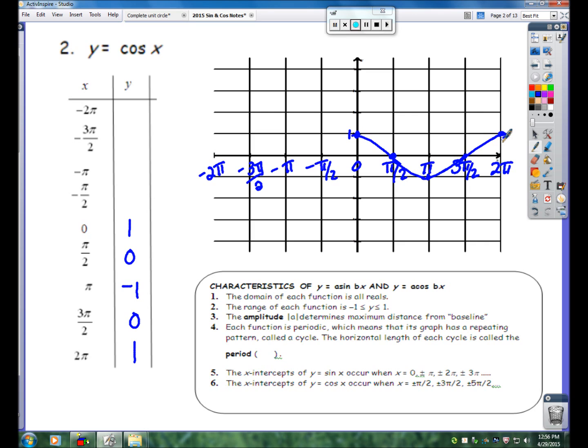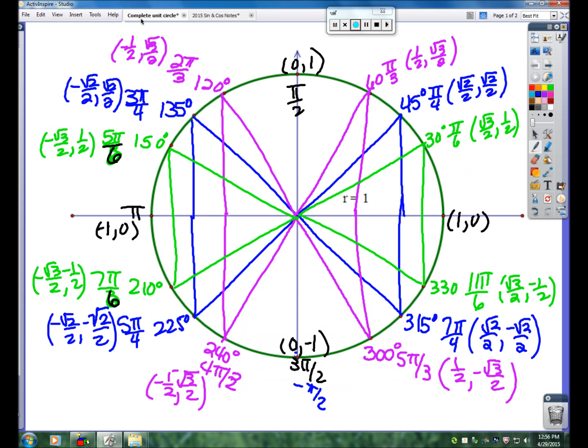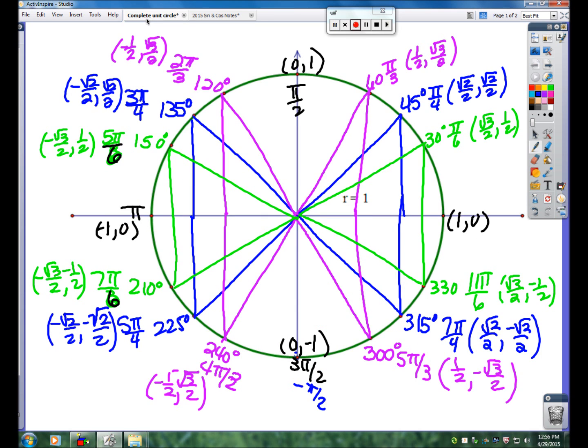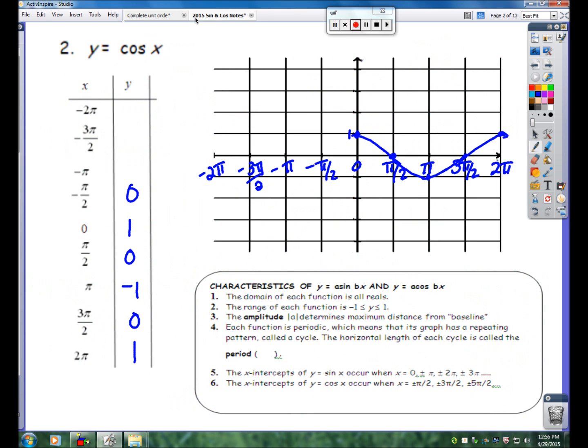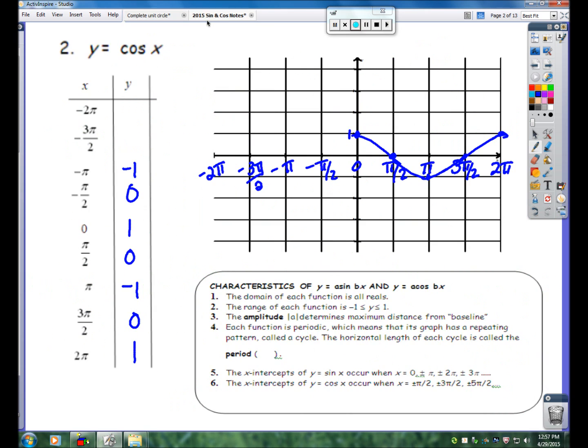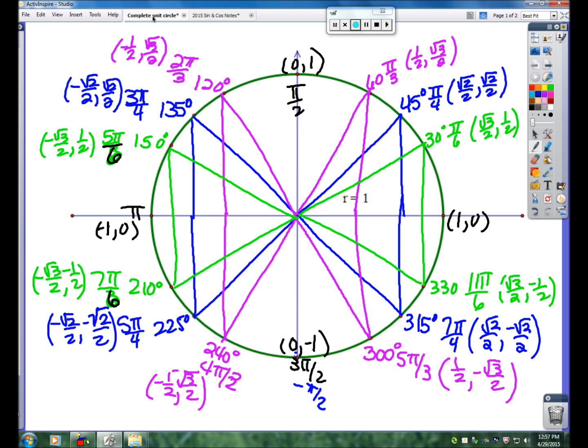All right, let's do the negative side now. So we're going to go around the opposite direction. So negative pi over 2 has a cosine of 0. Negative pi has a cosine of negative 1. Negative 3 pi over 2 has a cosine of 0. And negative 2 pi has a cosine of 1.